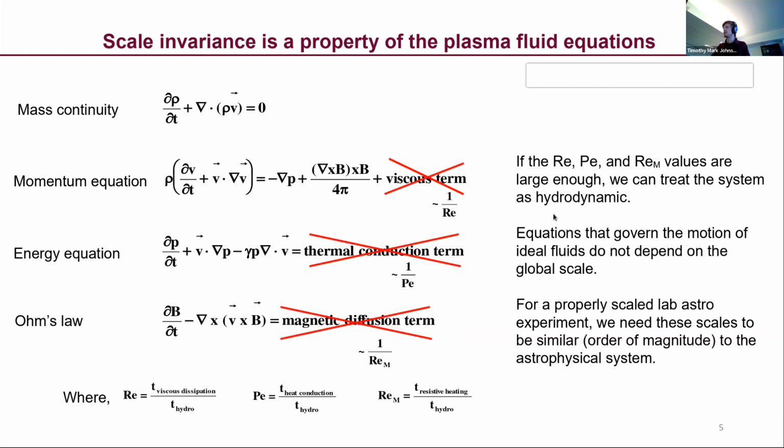And this is nice because the equations of hydrodynamics are inherently independent of global scale. So what we're able to do is take some big object in space, and if we do this well, we're able to recreate it in the laboratory and know that the same physics is going to apply. In general, if you want to properly scale a lab astro experiment, you need to make sure that these dimensionless numbers are similar to the dimensionless numbers that you find inside of your astrophysical system. And we'll see a couple of examples of this throughout the talk today.